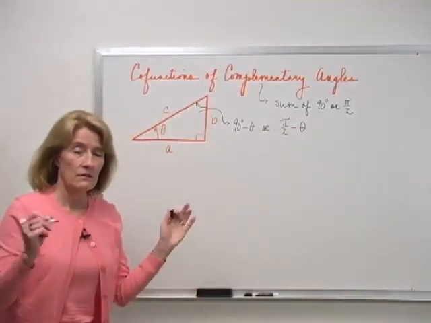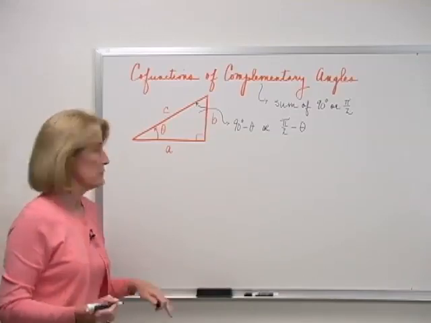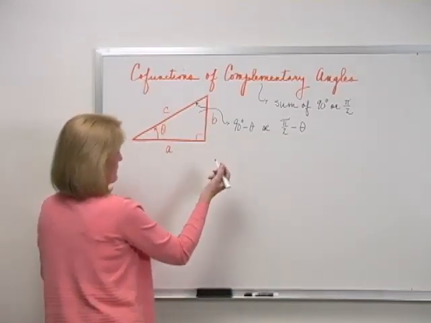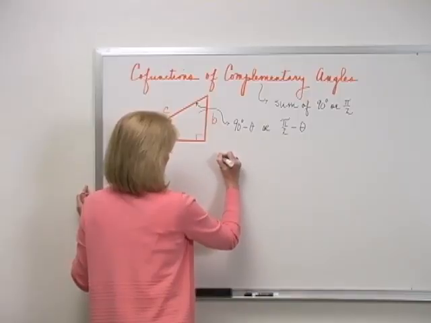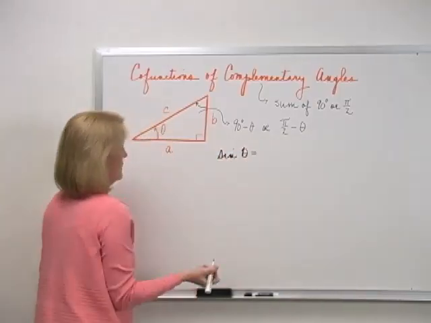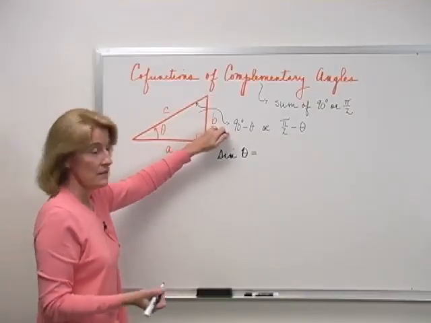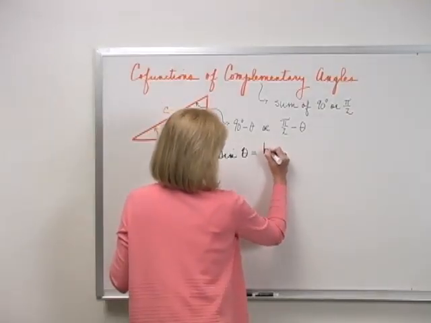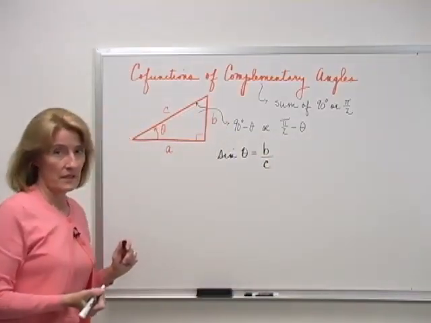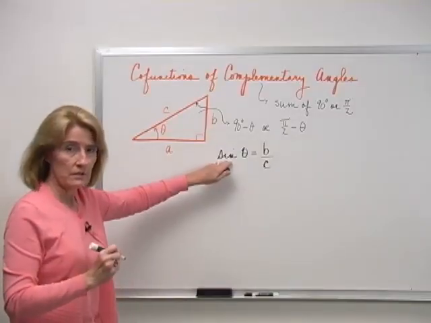All right, now let's look at cofunctions of these complementary angles. All right, let's start with theta. Okay, with theta, let's just take the first one. So we'll say the sine of theta is. Okay, now remember the definition. The sine of theta is the opposite over the hypotenuse. So that's the length of side B divided by the length of side C. All right, now what is the cofunction for sine?